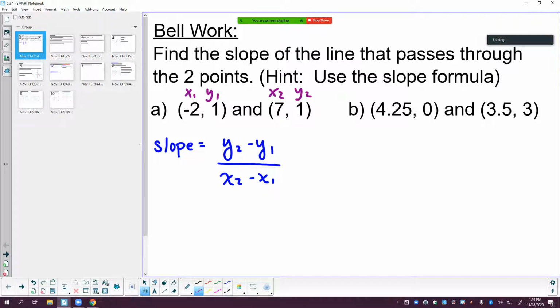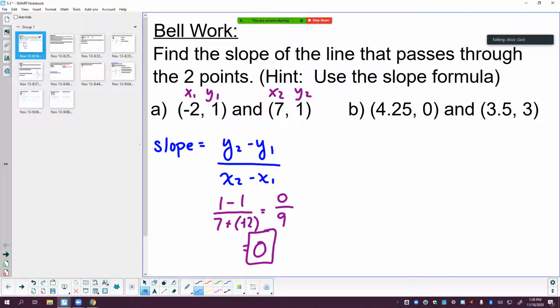Whenever I'm plugging these in, y2 minus y1, that's going to be 1 minus 1. On the bottom, x2 minus x1, that's going to be 7 minus -2. So make sure you remember that it's minus a -2, not just 7 minus 2. So on the top you have 0. On the bottom, keep change opposite, so it's going to turn into 9. And we talked about this yesterday. If you have 0 over 9 or 0 divided by 9, that is the same thing as just having 0.